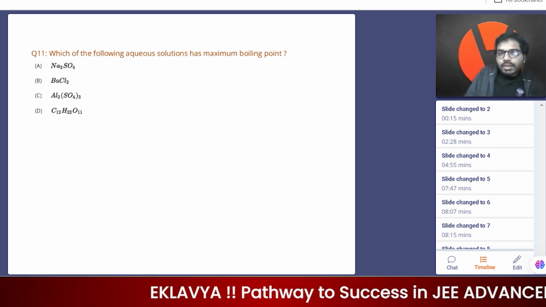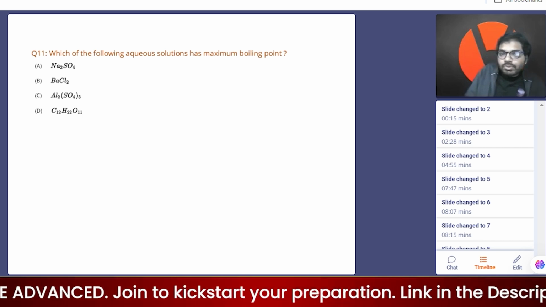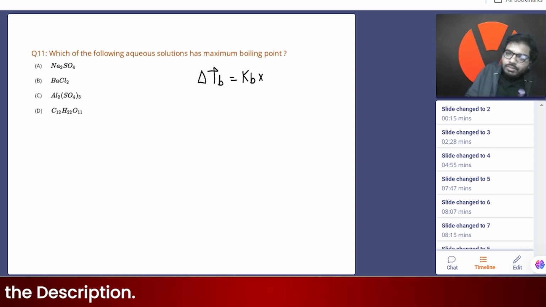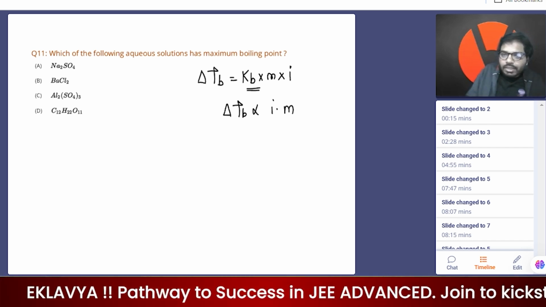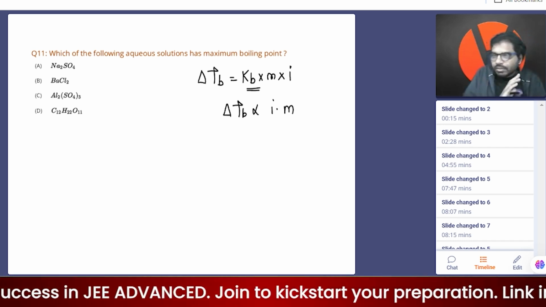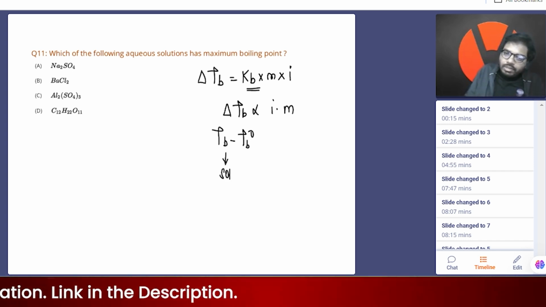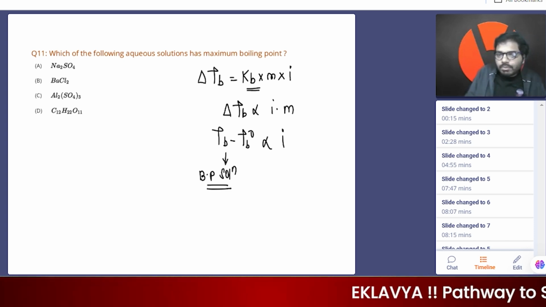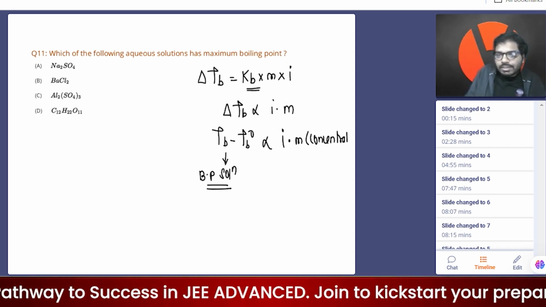Which of the following aqueous solutions has the maximum boiling point? This question is from the chapter Solutions. They are asking for the maximum boiling point. We know that elevation in boiling point is equal to Kb into molality, and I will add the Van't Hoff factor here, as Kb is a constant. So delta Tb is directly proportional to i into molality or concentration. Up to here it's clear. So the boiling point of the solution they are asking is directly proportional to the product of the Van't Hoff factor and m, molality, which is the concentration.